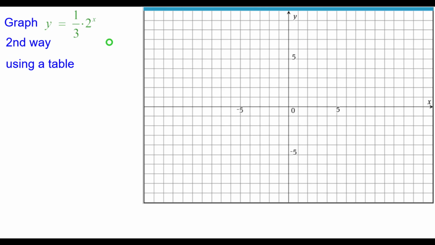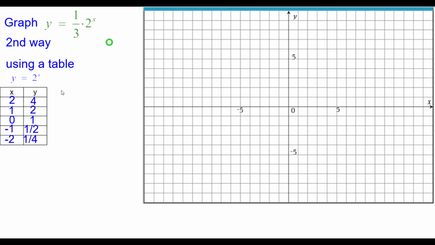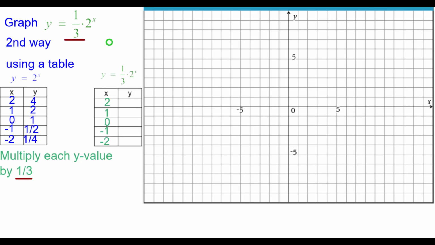Second way, using a table. These are our 5 points we usually have on y equals 2 to the x. Using the same x coordinates, we're going to multiply each y value by 1/3, that coefficient. So 4 times 1/3 is 4/3, so we'll plot 2, 1 1/3. 2 times 1/3 is 2/3, so 1, 2/3.